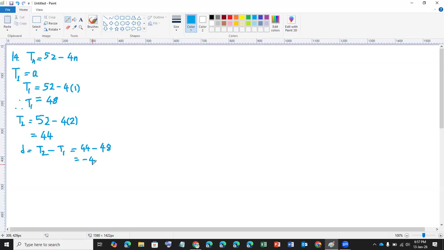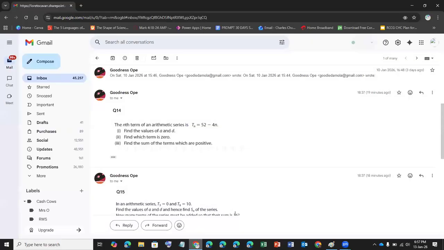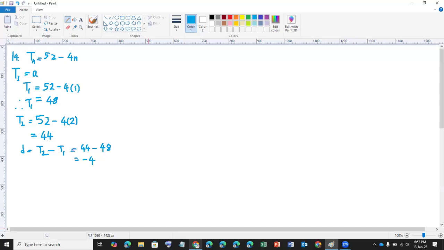Okay, so do you understand it up to this point? Yes, sir. Okay, so that's the common difference. So we've solved the first bit. So let's go to the second one, which is find which term is zero. Now, I know you are thinking about a couple of ways you can do this. Keep on subtracting 4 till you get to zero. But we can think of a faster way, which is what I want to do now.